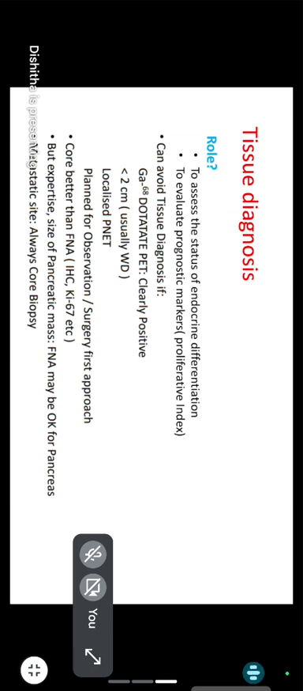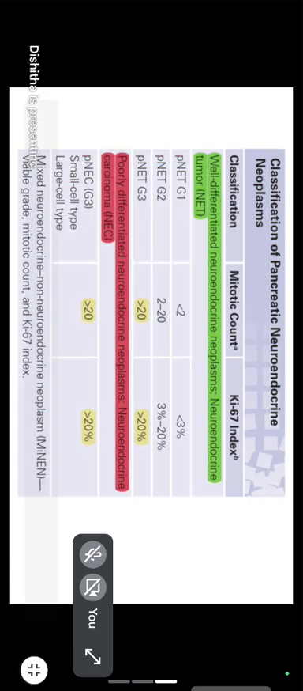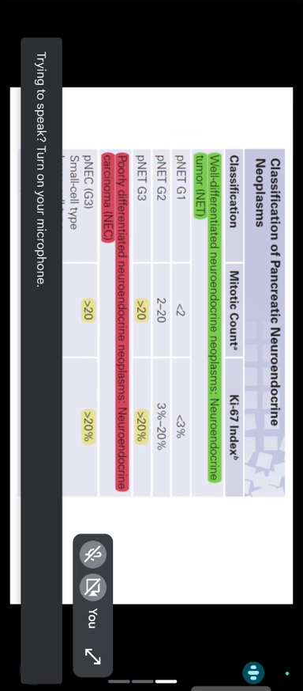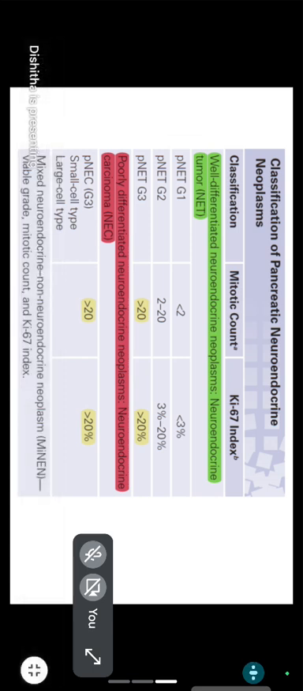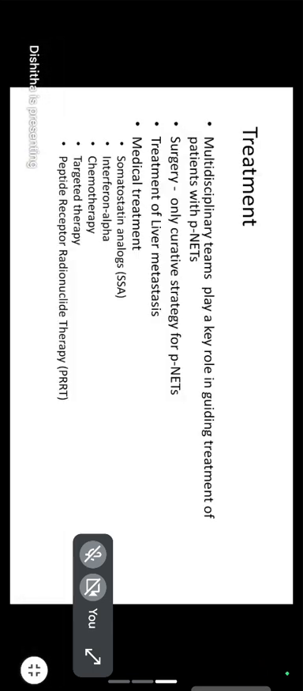And if at all we are doing it, then core is better than FNA. And in pancreas, to do a core, of course, expertise is required. In that case, even FNA is okay. But if it's a metastatic site, then always core biopsy is better. So this is the same thing to discuss: the mitotic count and the Ki67 level as per the case. So treatment, it's multidisciplinary. Surgery is the only curative strategy in PNET.